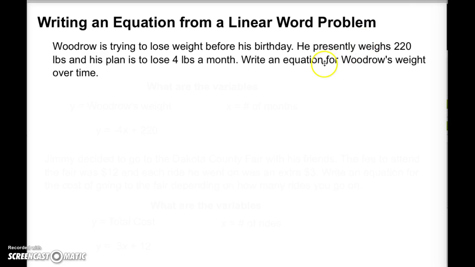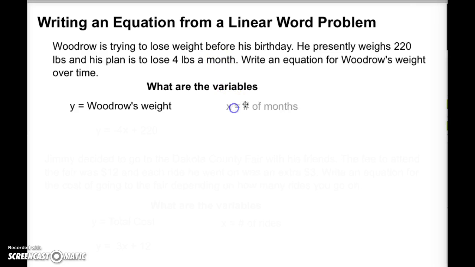Well, that last sentence is going to be kind of a clue to help me find what the variables are going to be for this problem. Write an equation for Woodrow's weight, so I know one of the variables has to be Woodrow's weight. And the rest of the sentence says over time. And in this problem, time looks like 4 pounds per month. He's losing 4 pounds per month, so his weight is going down 4 pounds per month. So my other variable is going to be the number of months.